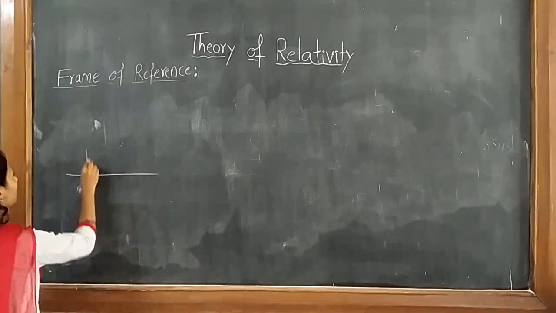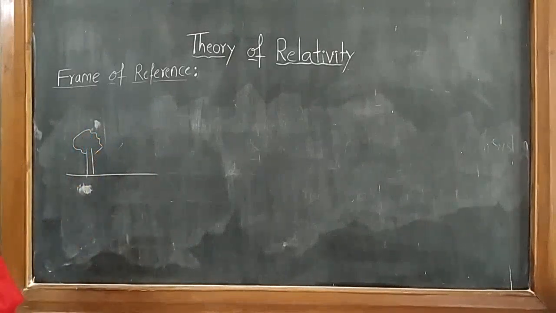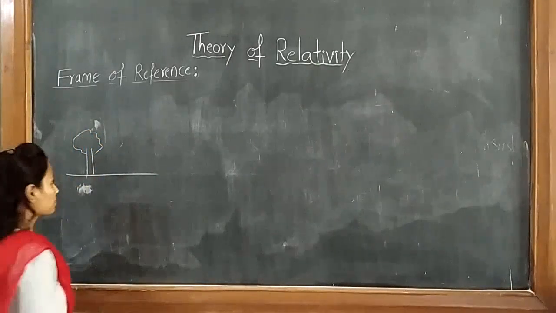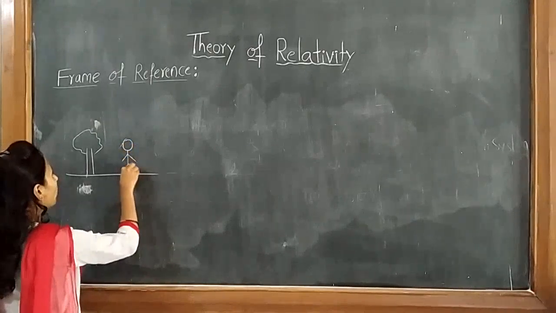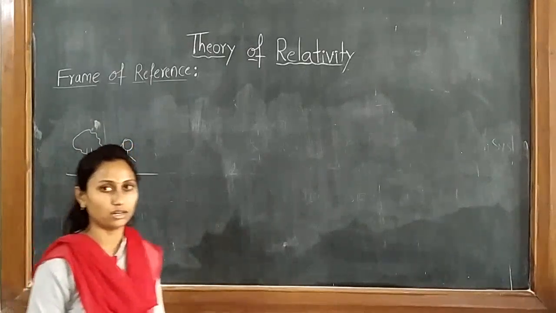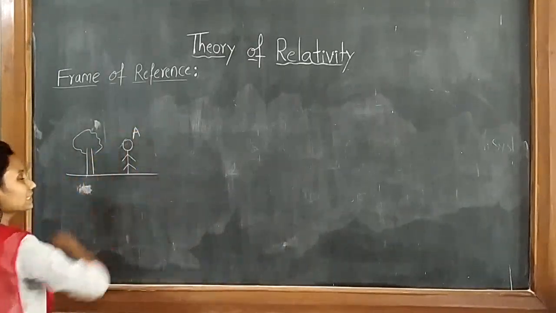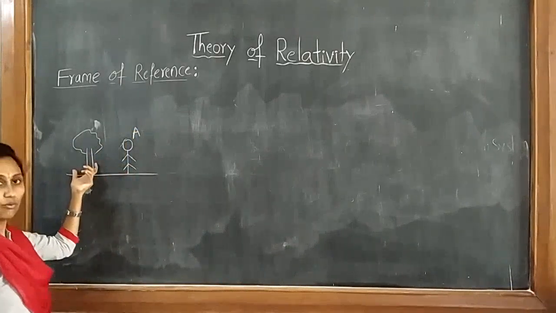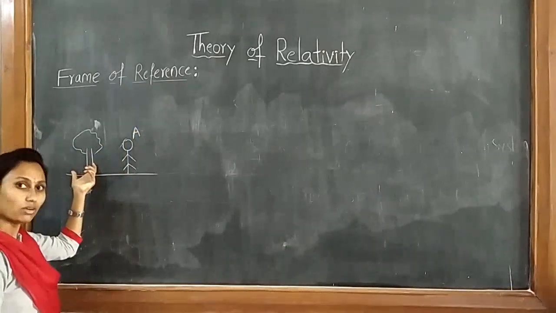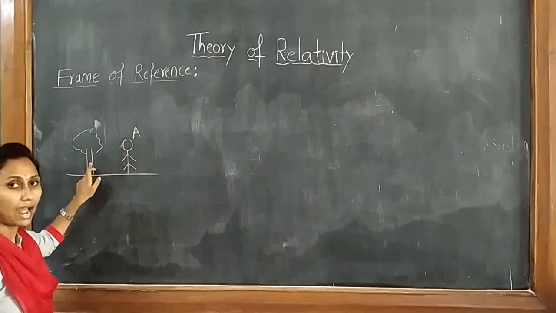Suppose one tree is there on the surface of the earth, and one person is standing on the surface of the earth. Let me take his name as A. According to person A, the tree will not move, which means it is at a rest position.